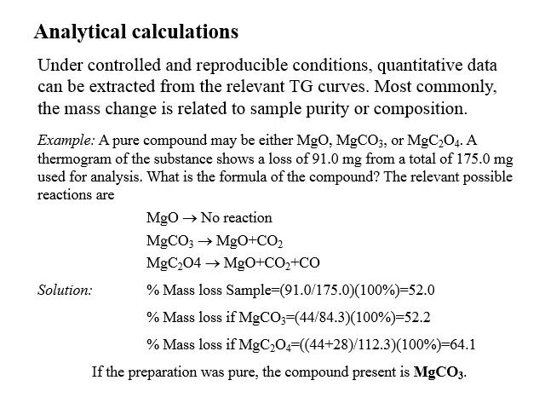So for example, let's say we have a compound that we've run a TGA curve on. That compound may be either magnesium oxide, magnesium carbonate, or some kind of magnesium oxalate. A thermogram of the substance shows a loss of 91 milligrams from a starting mass of 175 milligrams. And you ask yourself, what is the formula of this compound?